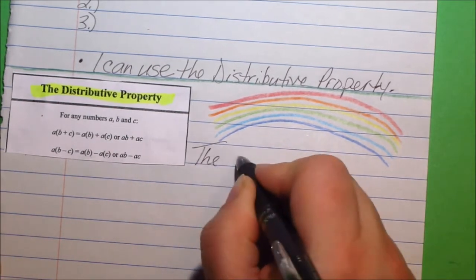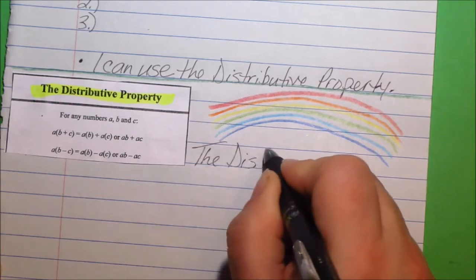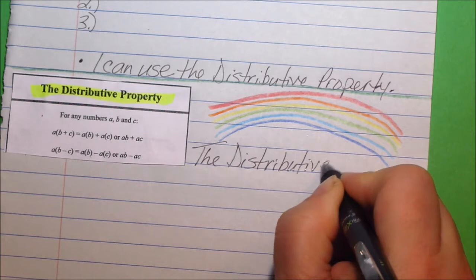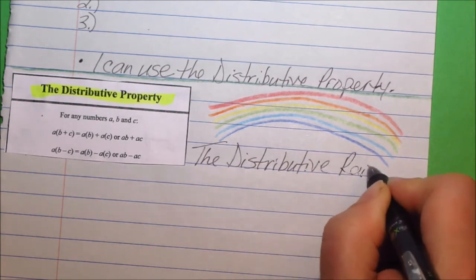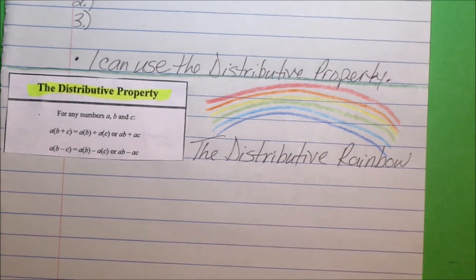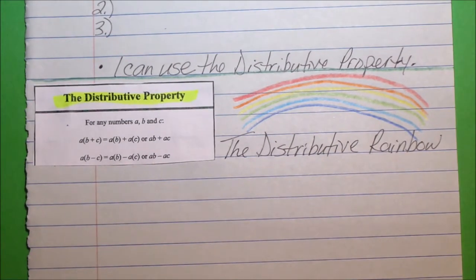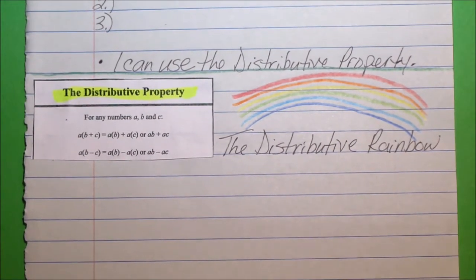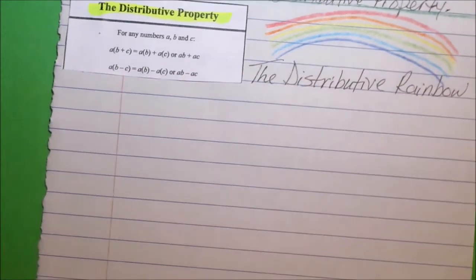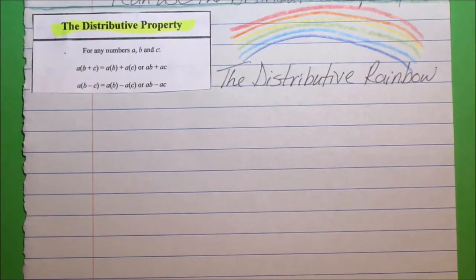And underneath that, with my pen, I'm going to write the distributive rainbow. And you'll see what I mean by that in just a second. So have a little fun drawing your little rainbow, and right under there, the distributive rainbow. All right, so we are going to have some examples now, and I'll show you where this little rainbow comes in. So let's see, black pencil.